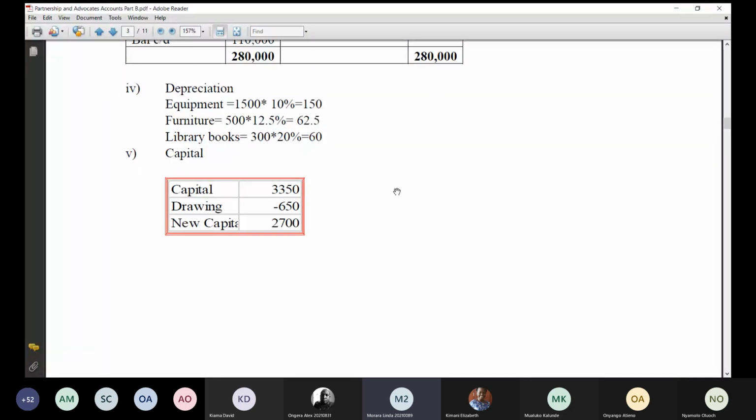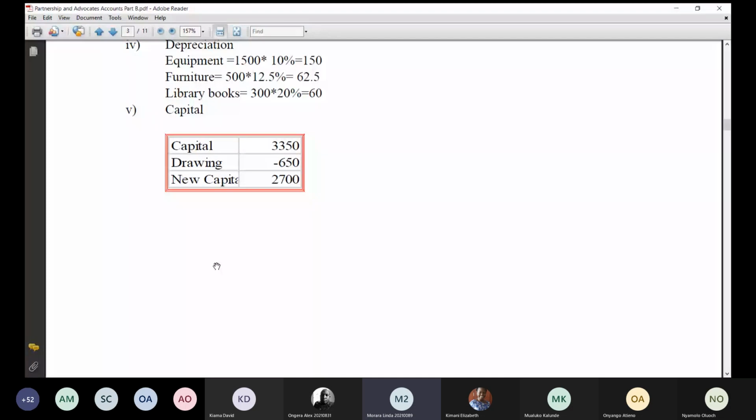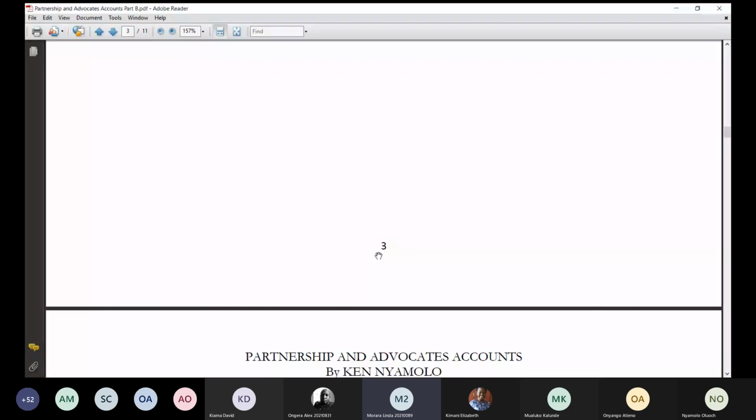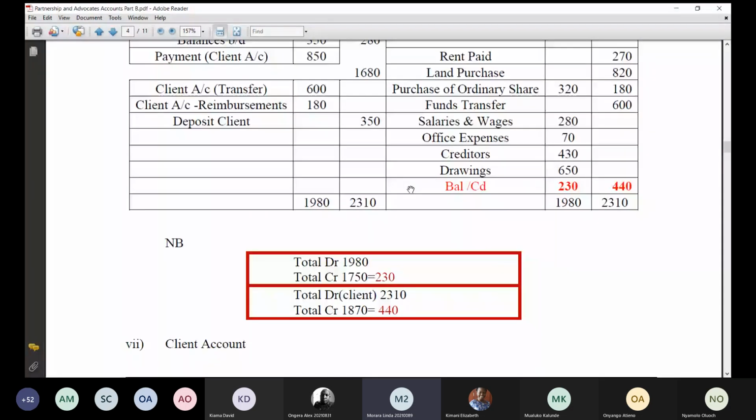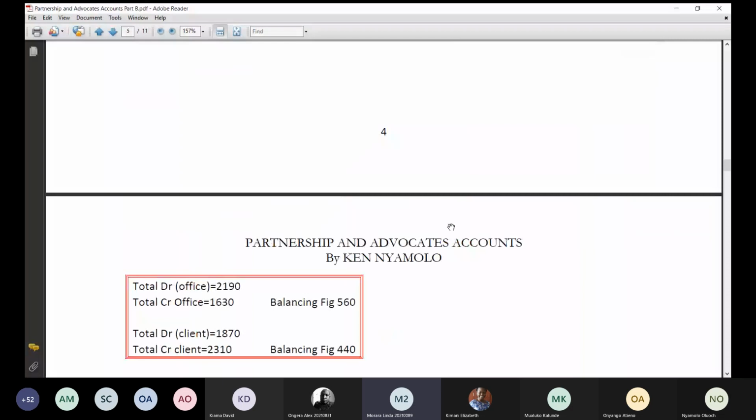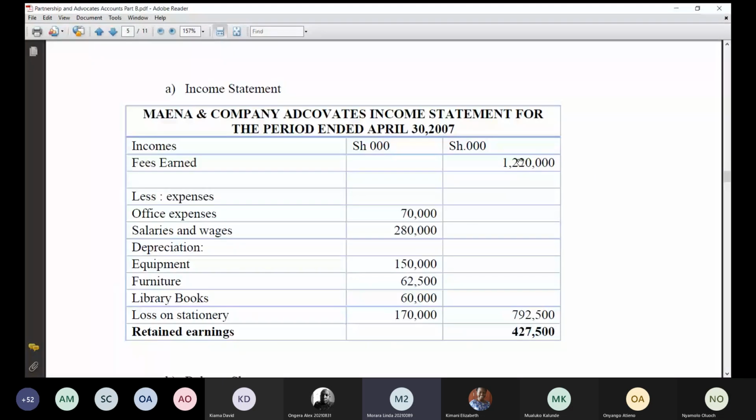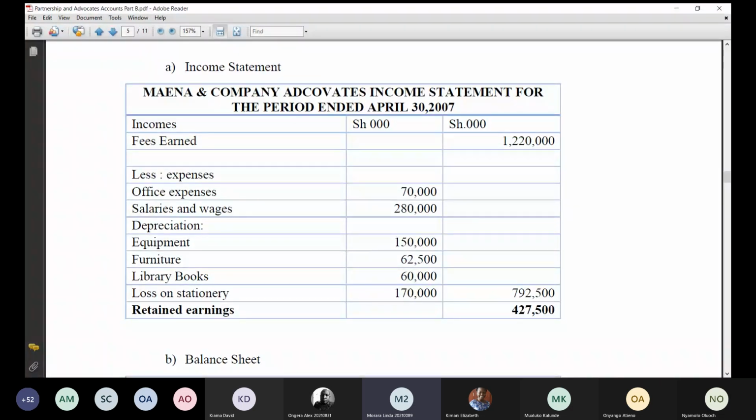560. Then we've also done a working on capital. We are told that our capital was at 3350 from the balance sheet. Then the drawing at 650. So our net capital would be that. So I'm just giving you the overall figure.